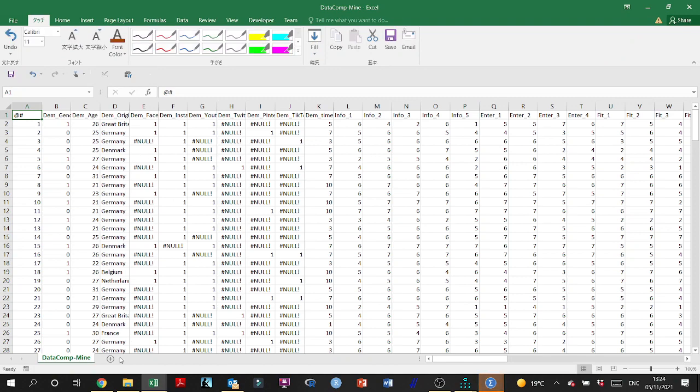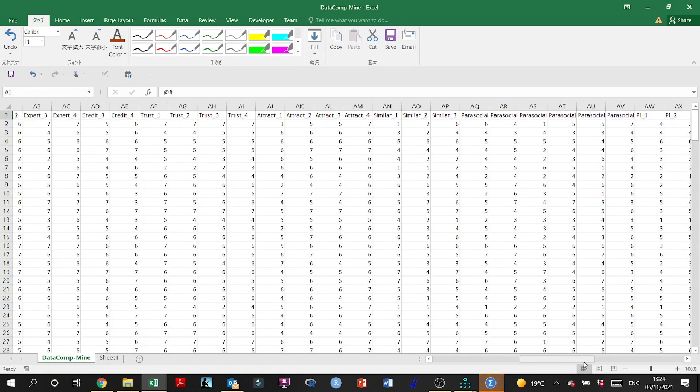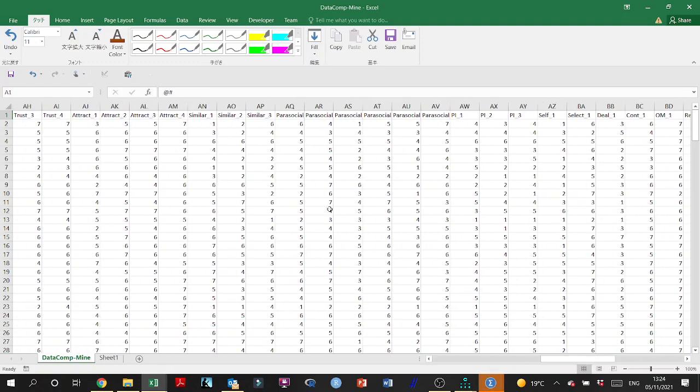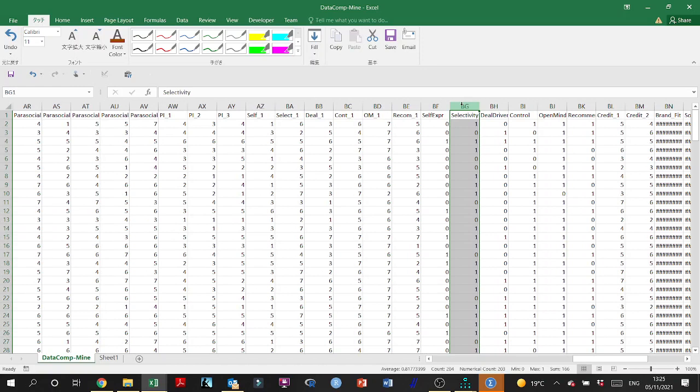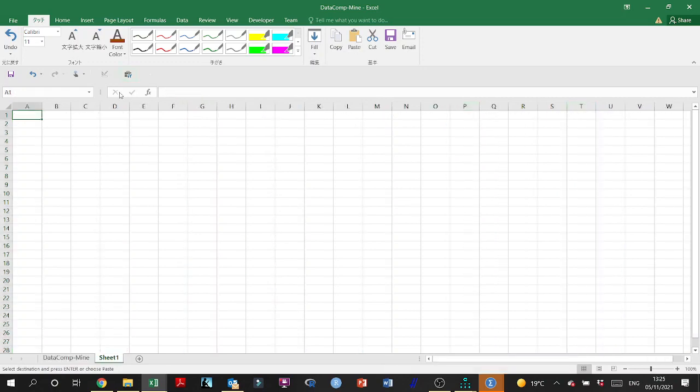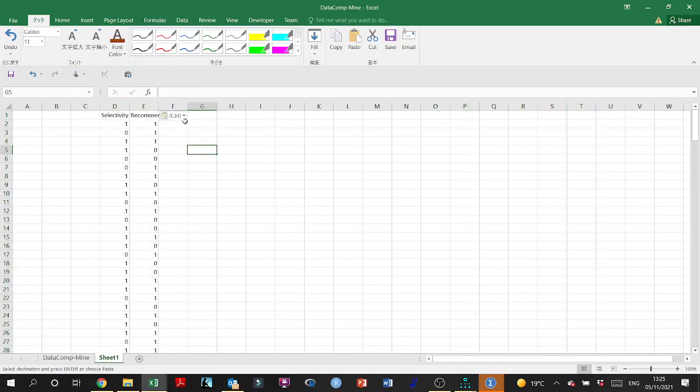All right, so this is the data set. I want to take a look at two measures: selectivity and recommendation. And see, high selectivity, high recommendation; high selectivity, low recommendation; low selectivity, high recommendation; and low selectivity, low recommendation.